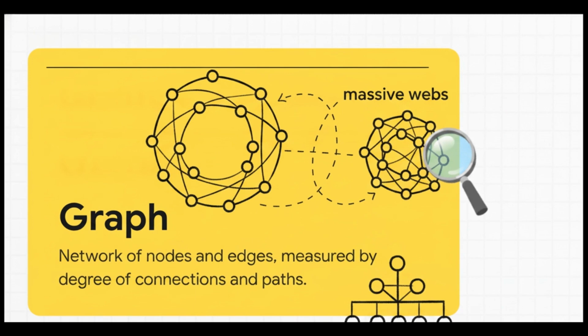We measure nodes by their degree, which is simply the number of connections they have, and by the paths between points. Now, while graphs share terminology with trees, the major difference is that graphs actually allow for closed loops, cycles, and just massive webs of interconnectedness. This makes them a fundamentally different design alternative.